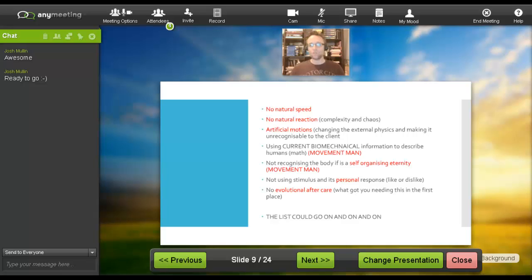What you see, what you touch, what you hear, what you taste, what you feel, what we are feeling, what we are seeing, what we are reacting to, not what the therapist wants us to react to by putting us in an artificial position. And there is no evolutionary aftercare.